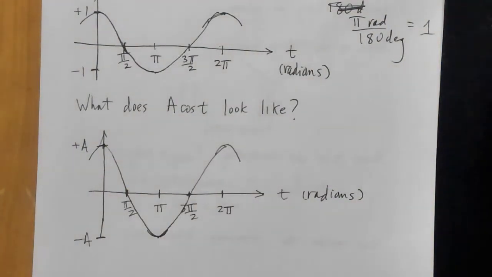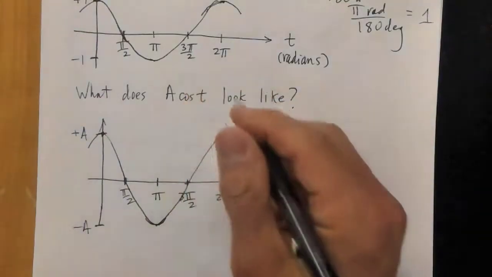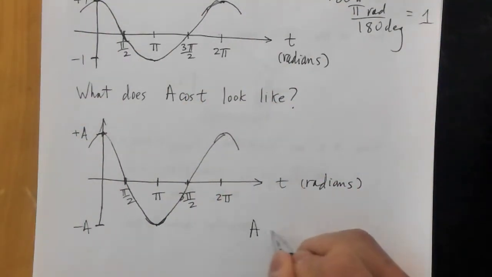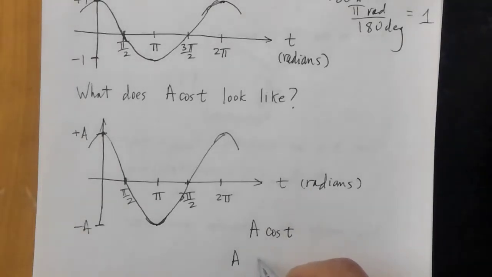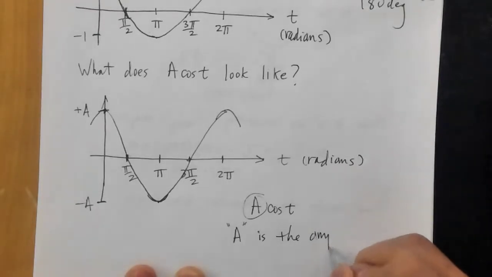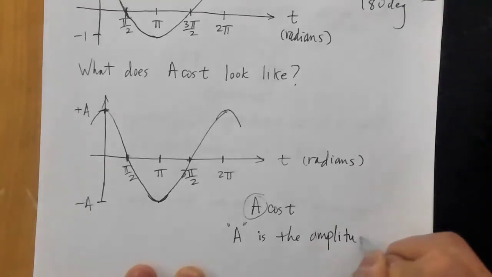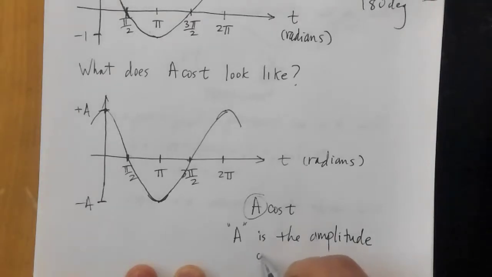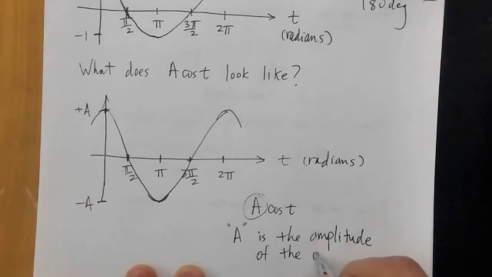Okay? Any questions about that? That makes sense to everybody? Okay, so this a here, when I write a cosine t, this a is the amplitude. That's why I call it a. Call it the amplitude of the oscillation.